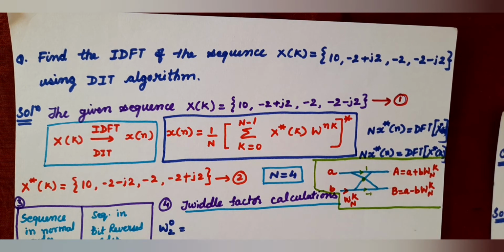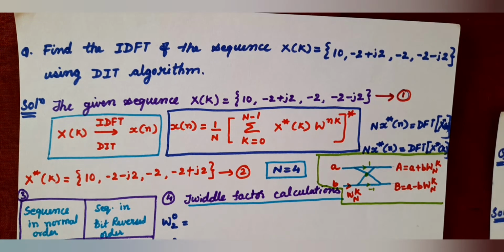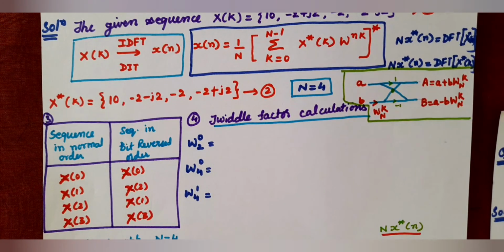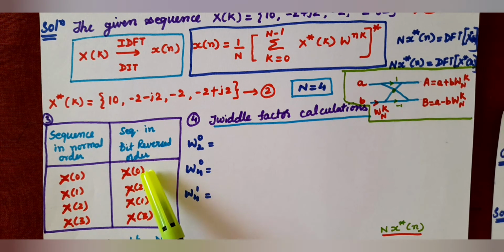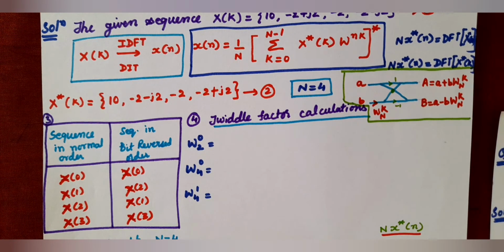Next, in DIT flow graph, the input is in the bit reversal order and output is in the natural order. So you know what is bit reversal table. For the 0th position we write it as 0, for 1 we take it as 2, for 2 it is 1, and for 3 it is 3. So the natural order is 0, 1, 2, 3. The bit reversal order is 0, 2, 1, 3. So the flow graph will be same in DIT. Input is bit reversal and output is in the natural order.